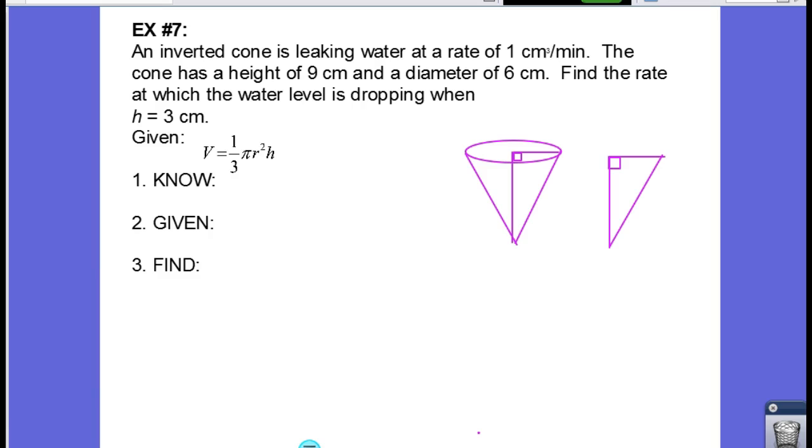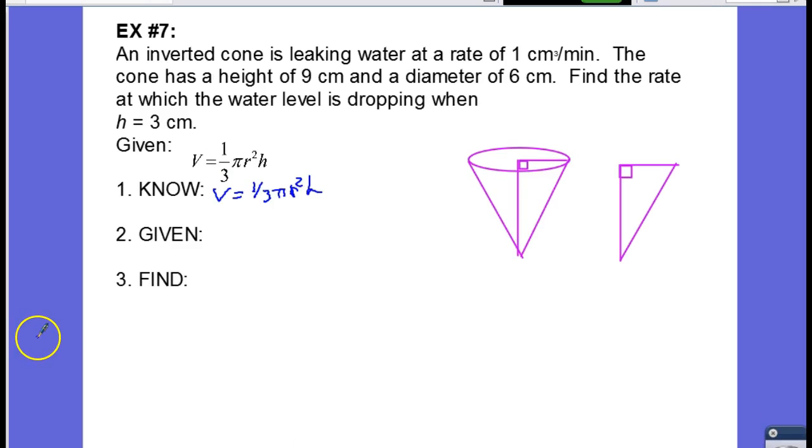Let me go ahead and write that down. That's what I know. It's already written for me, but that's okay. And they've given me some information here. They have told me that the change in volume is 1 centimeter cubed per minute, and it's leaking water. So that means that dV/dt is equal to -1 cubic centimeters per minute.